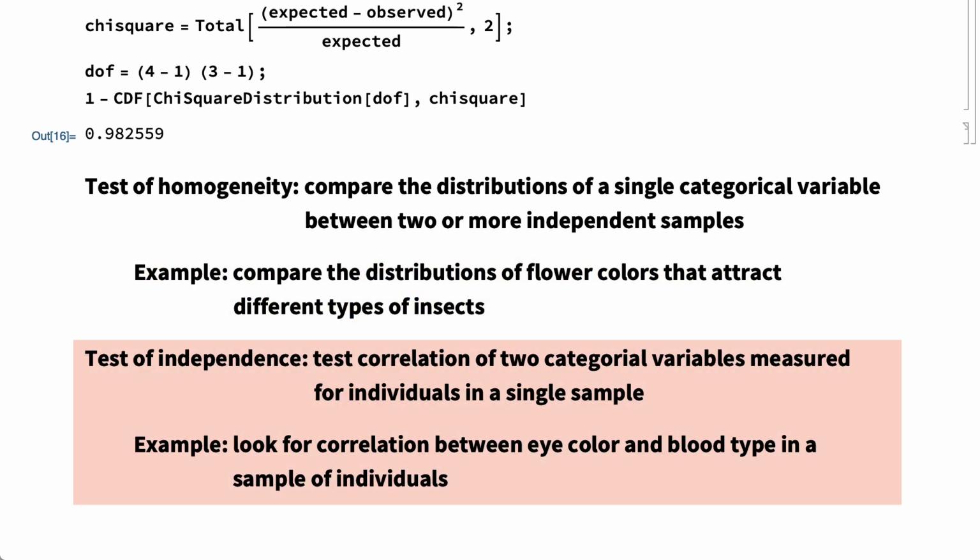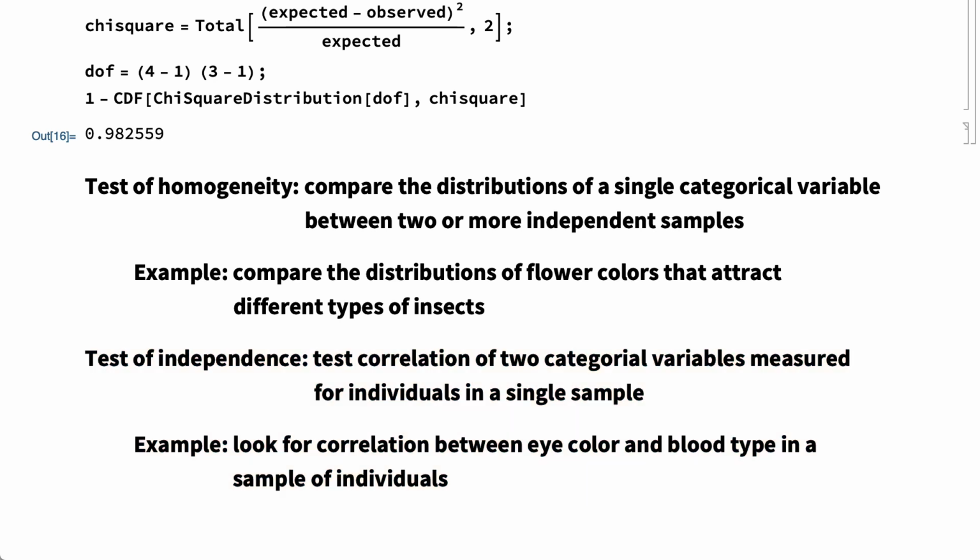A test of independence, like the eye color and blood type example, uses one sample with 2 categorical variables, in this case blood type and eye color, measured for each individual in the sample, and the question addressed by the hypothesis test is whether those measurements are independent. Since the test of independence and the test of homogeneity use exactly the same calculations, the distinction is not always important, but it is almost always useful in any analysis to be clear about the purpose of the analysis and the questions that are being addressed.